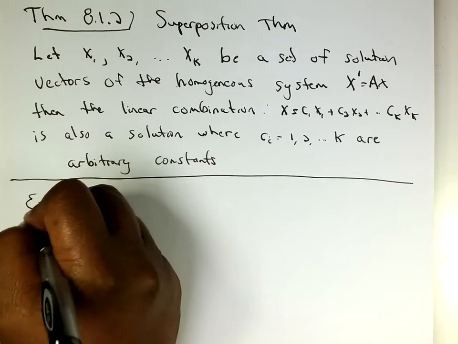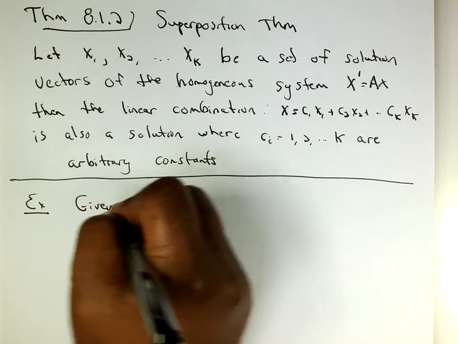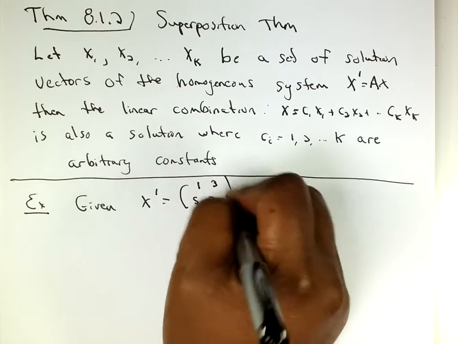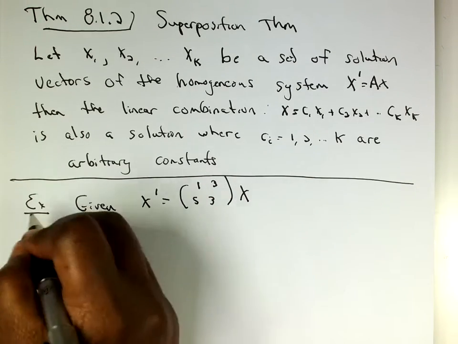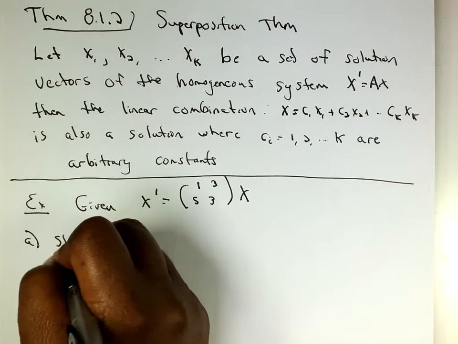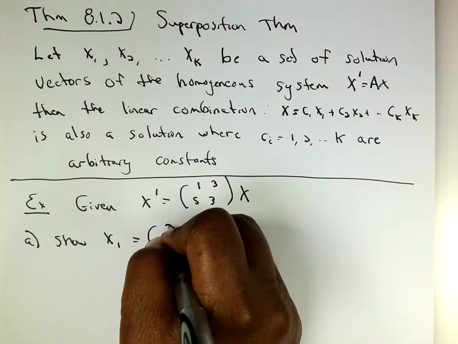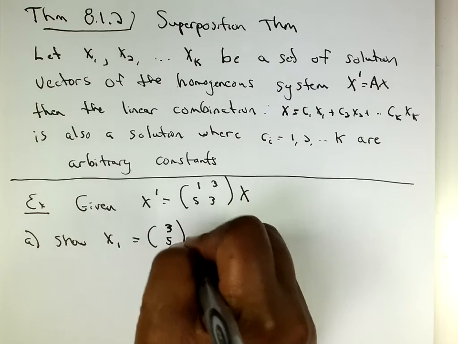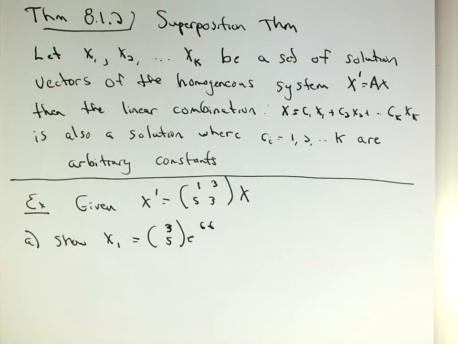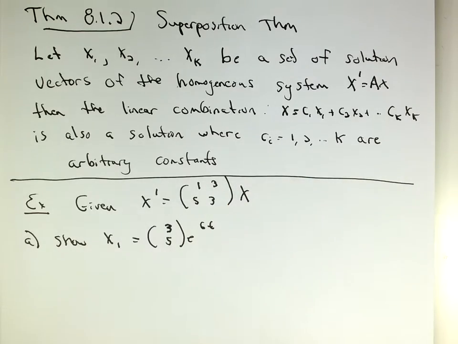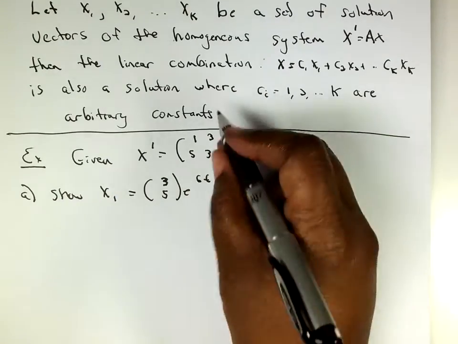So our example, given x prime equals the matrix 1, 3, 5, 3, times x, we want to show that there are these solutions. Solution 1 is 3, 5 times e to the 6t. And then we're going to show another vector that's also a solution.